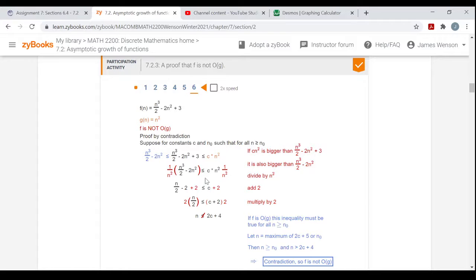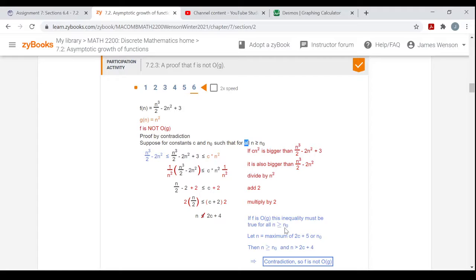Right. And then you get down, and then wait a minute. So for n greater than or equal to n0, we also have n less than or equal to 2 times c plus 4. It said for all n greater than or equal to n0. But this wouldn't be true for values beyond 2c plus 4. But we just said for all values greater than or equal to n0, this should be working. But then this is saying it won't work for values beyond 2c plus 4.